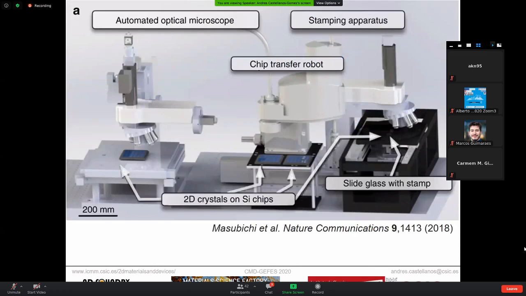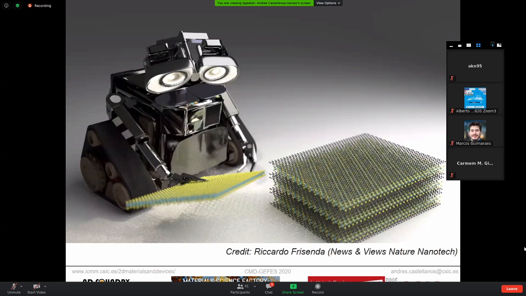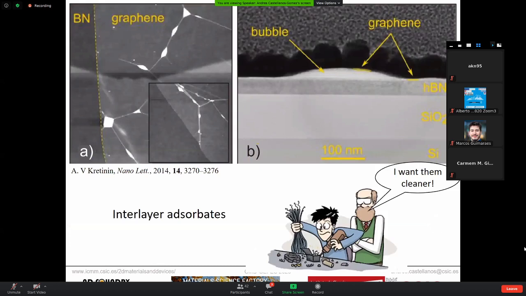So some Japanese group has proposed a robotic setup in order to do this assembly of heterostructures. It looks like this, but we like to think about it in a more tender way, as our little robot piling stacks of materials on top of each other. But even though you have this robotic assembly, you will always find a problem with the interlayer adsorbates.